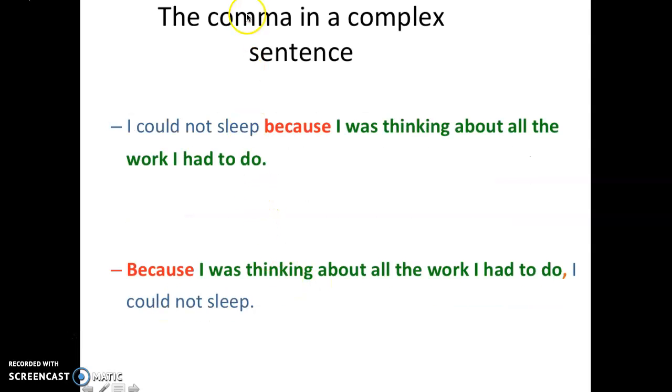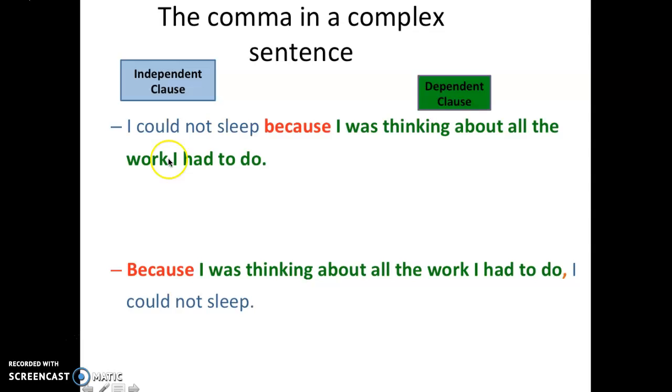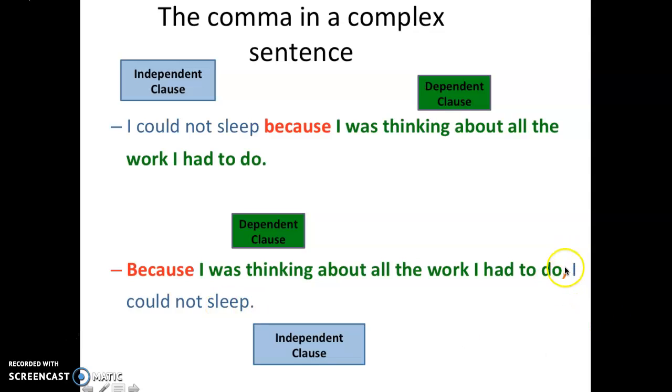Okay. There are two ways to use the comma in a complex sentence. You can write it like this: "I could not sleep because I was thinking about all the work I had to do." Perfect. So if you start with the independent clause and then the dependent clause like this, you don't need a comma. The comma is not required. However, if you start with the dependent clause, "Because I was thinking about all the work I had to do, comma, I could not sleep yesterday." In this case, a comma is required.